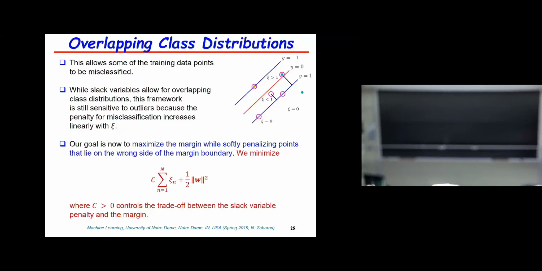So the margin involves the term 1 over w. So really, by minimizing w squared over 2, we maximize the margin exactly as before. But now, in addition to that, we say minimize the summation of xn's. So what does this summation of xn's do?